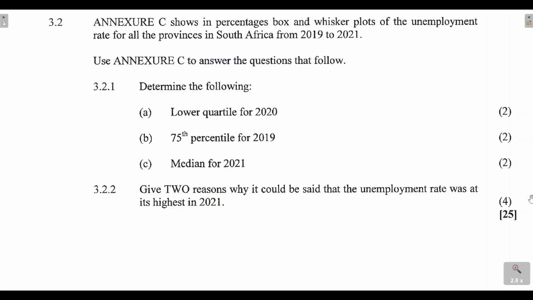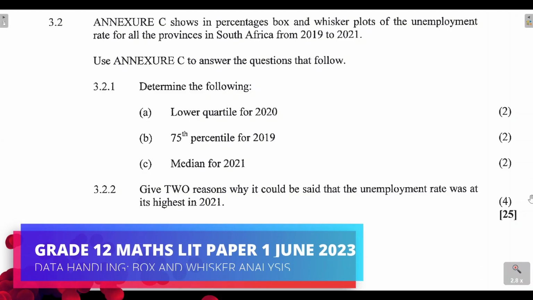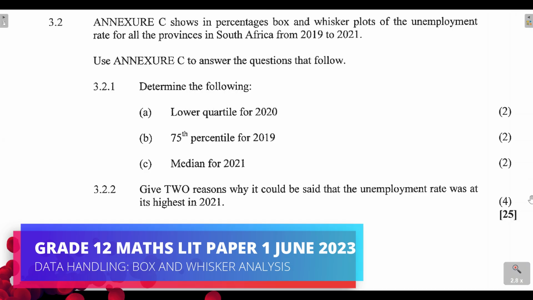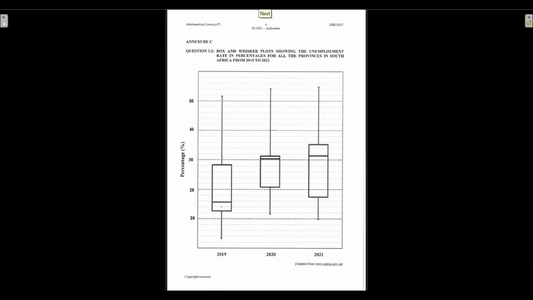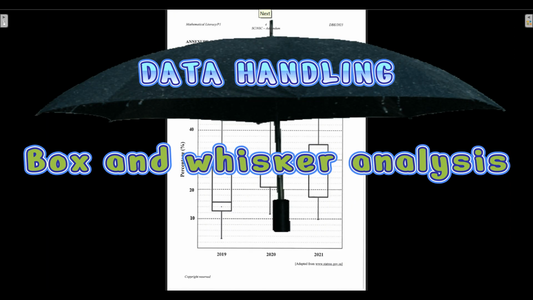So on today's video tutorial, guys, we are going to be tackling question 3.2 from the grade 12 mathematical literacy paper 1 that was written in June 2023. And in this video tutorial, we're going to be analyzing a box and whisker diagram. This question falls under the umbrella of data handling, and we're going to be analyzing a box and whisker diagram.